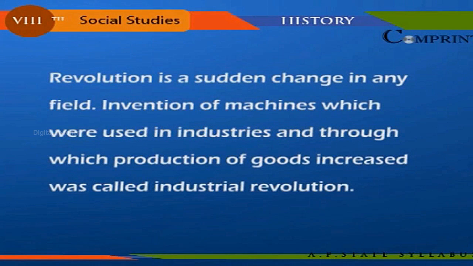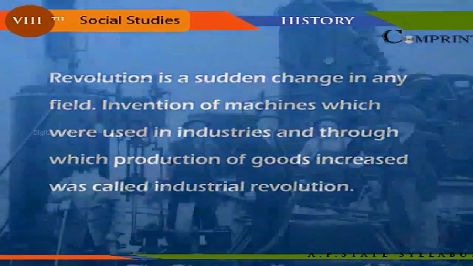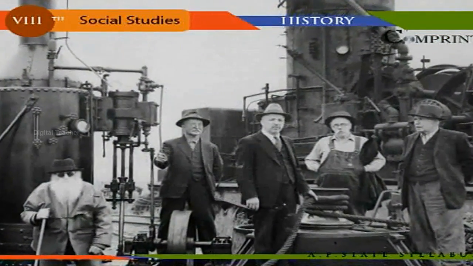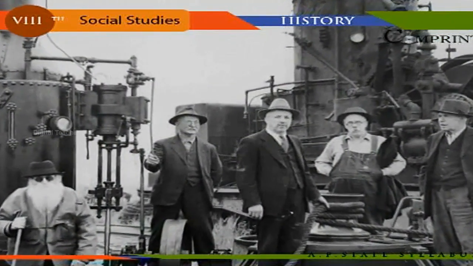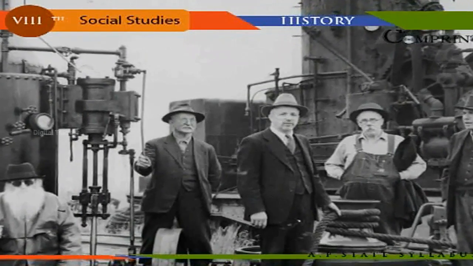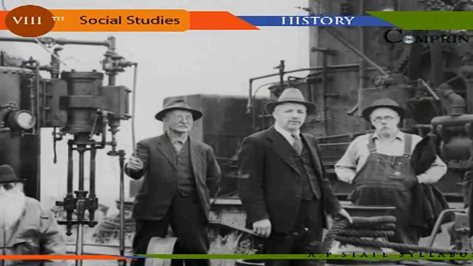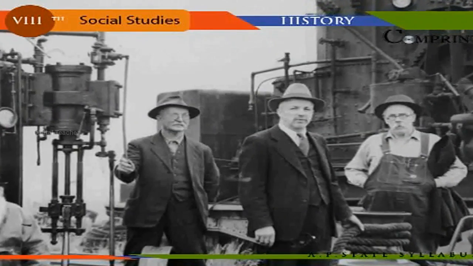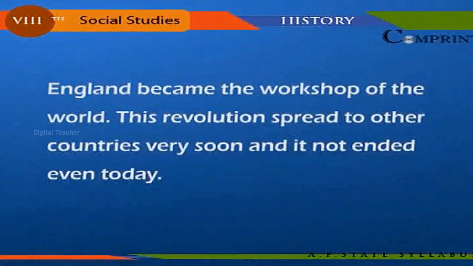Industrial Revolution. Revolution is a sudden change in any field. Invention of machines which were used in industries and through which production of goods increased was called Industrial Revolution. A machine was a substitute for the work done by many persons, and production in each industry was multiplied with the help of machines. The use of machines first began in England. England became the workshop of the world. This revolution spread to other countries very soon, and it has not ended even today.